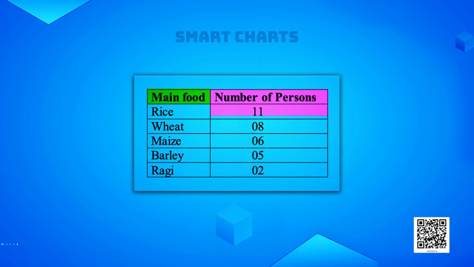So, 11 persons had a breakfast which is made of rice. 8 persons had a breakfast which is made of wheat. 6 had a breakfast made of maize. 5 had a breakfast made of barley. And finally, 2 had a breakfast which is made of ragi.